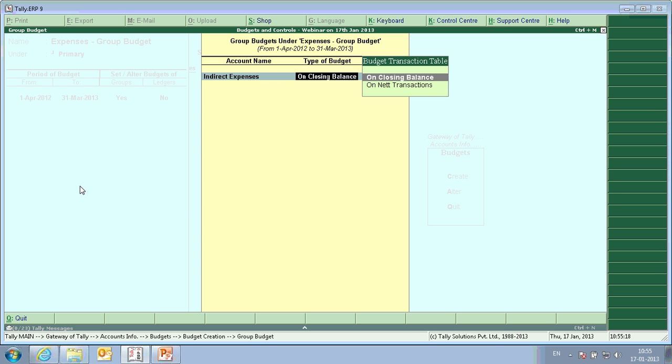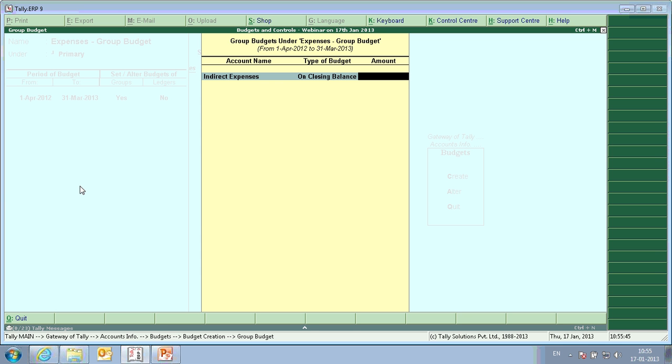On closing balances, it will take the entire amount for the year. On net transaction, it will take the transactions up to the date you have done them in the company. So you will not be able to relate it right now. When we do the budget, you will be able to understand it. So I am selecting on closing balances right now. Shall I move forward?